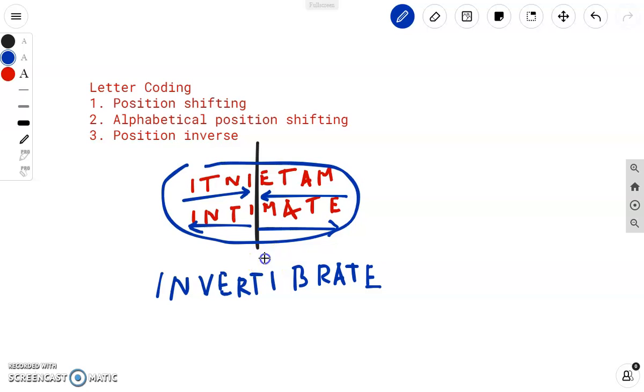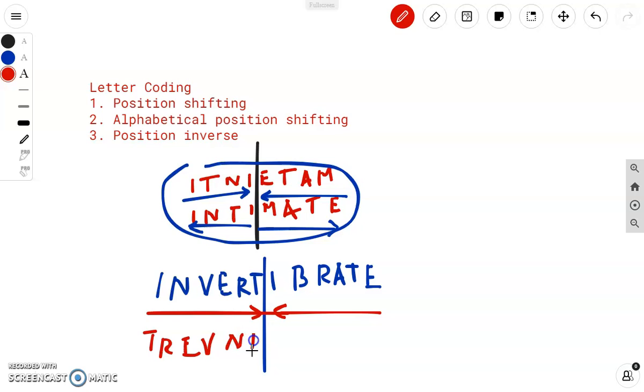So if you divide it into two parts, 6 letters in each part, then you can just mirror them, and you will find that this will be TREVNI, and this will be ETARBI. So this is the code for invertebrate in this particular coding manner.